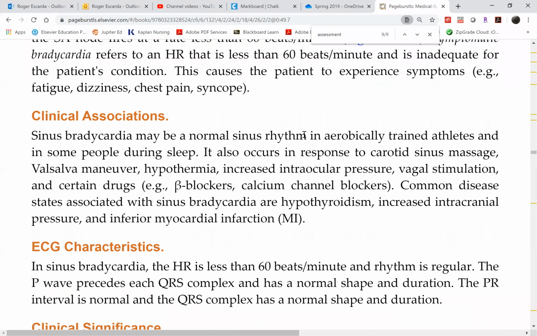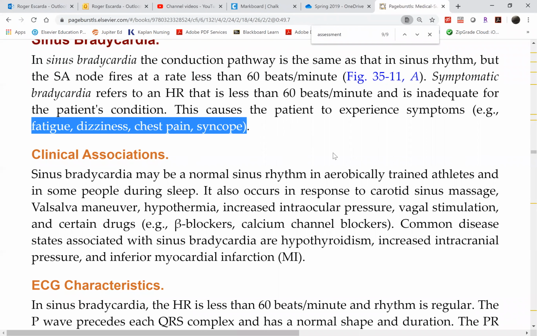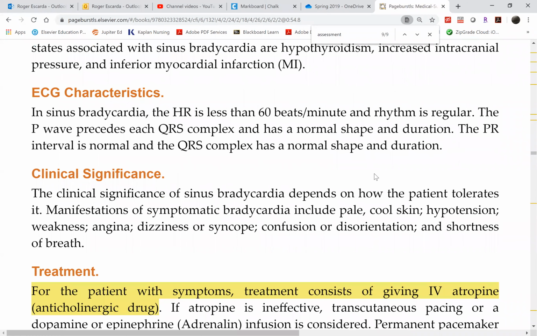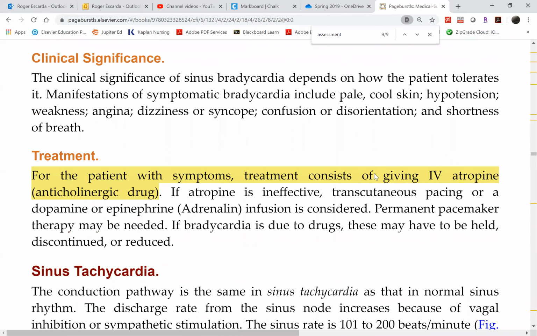So we consider the patient to be symptomatic when they have these: fatigue, dizziness, chest pain, syncope, and of course the vital signs. If the vital signs show that the blood pressure is suffering, meaning it's now less than 90, then that is considered symptomatic, definitely. And that's the time you give IV atropine.